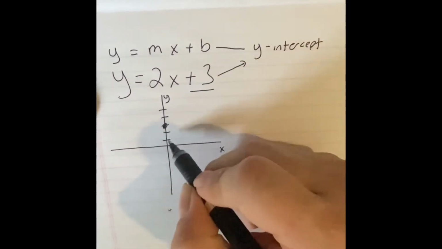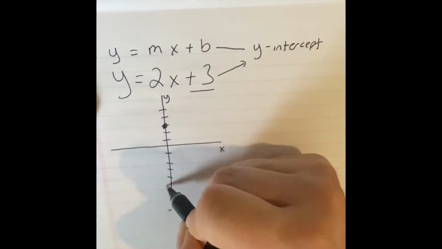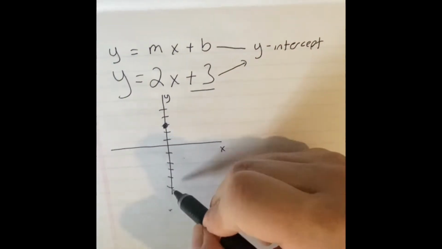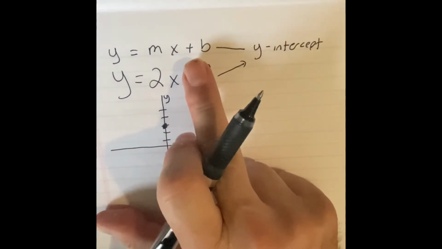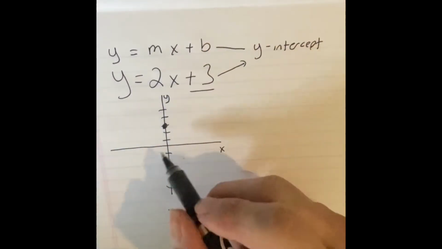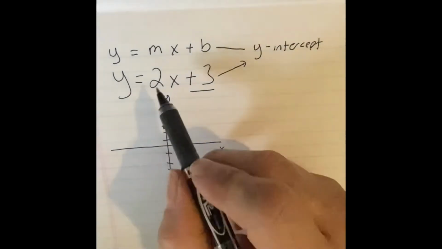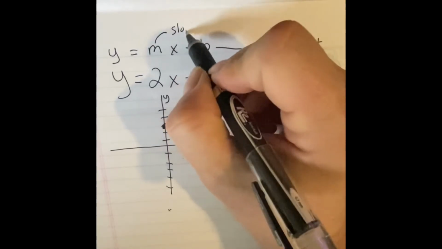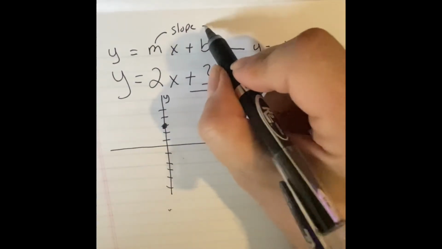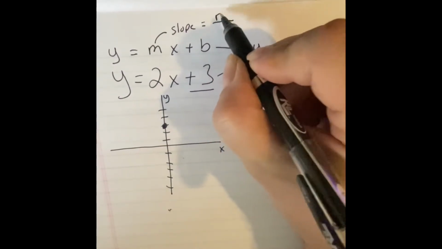The number at the end is where you start up and down. If I did a negative 4, we'd start down 4. If I did a plus 1, we'd start up 1. If there was nothing there, maybe it was just y equals 2x, we'd start right in the middle. The number hooked to the x is called the slope. Slope, you may have heard from last year, is rise over run.